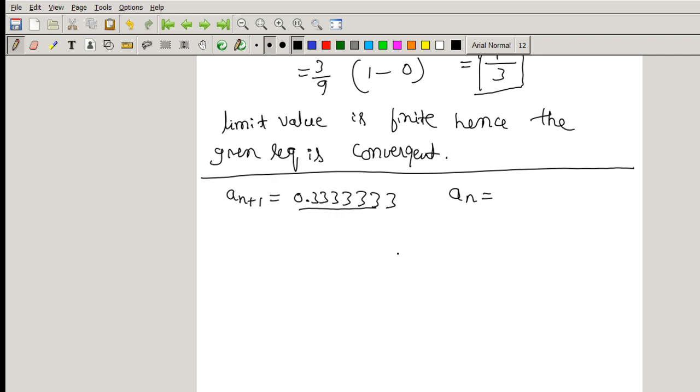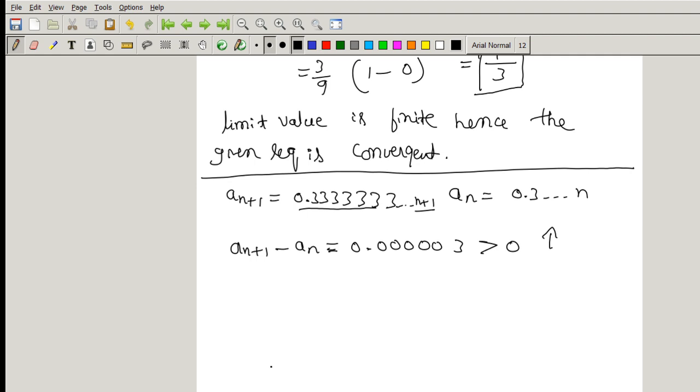How many 3's are there? We can write it as 0.3 and so on up to n plus 1. Because if we substitute n is equal to 1, we have just 0.3. If we substitute n is equal to 2, we get up to the second term. So an is 0.3 and so on up to n. Therefore, an plus 1 minus an is something like 0.000003, which is greater than 0, therefore it is increasing.